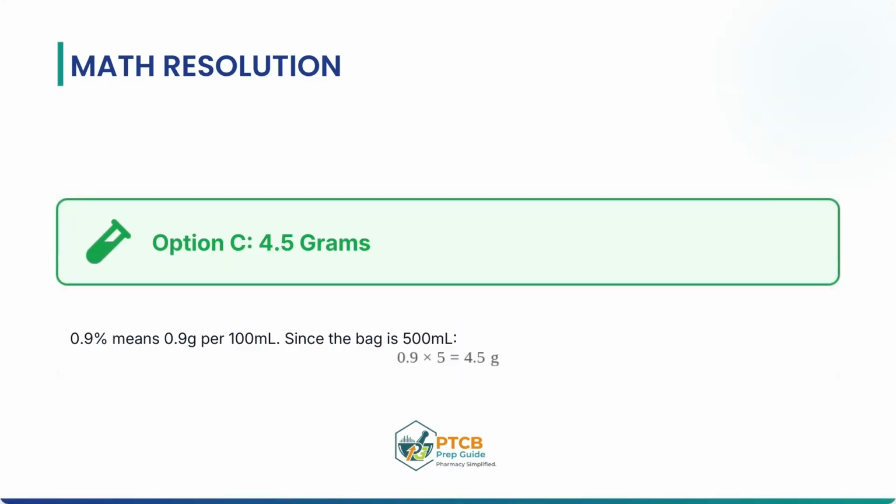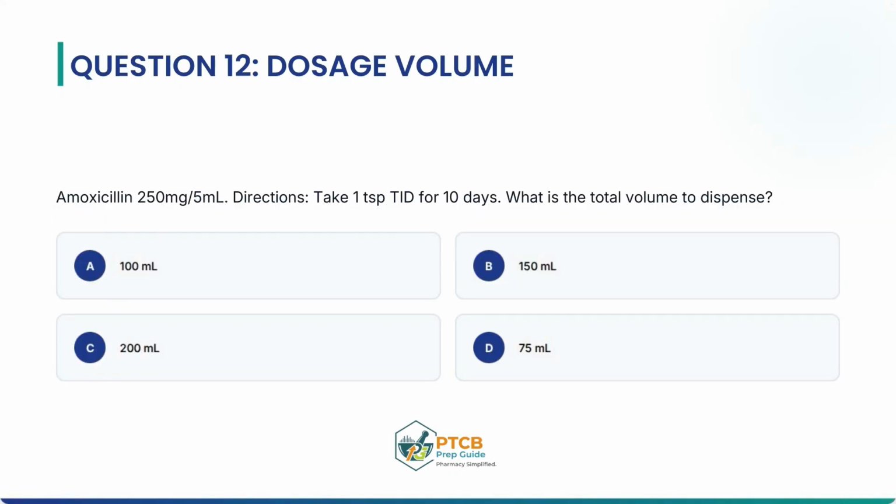The answer is option C, 4.5 grams. Since 0.9% means 0.9 grams for every 100 milliliters, you just multiply 0.9 by 5 to get the amount for a 500 milliliter bag. Checking out question number 12.